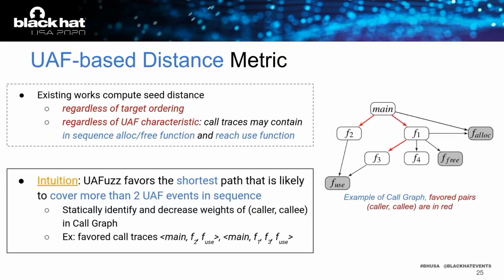Previous seed distance does not account for any order among the target locations, while it's essential for UAF. So we address the issue by modifying the distance between functions in the call graph to favor paths that sequentially go through the three UAF events, allocation, free, and use, of the bug trace. This is done by decreasing the weight of the edges in the call graph that are likely to be between the events, using lightweight static analysis. So our distance-based technique therefore considers both calling relations in general. For example, in some cases the call can appear several times at different locations in the caller, and the calling relation covering UAF events in sequence.